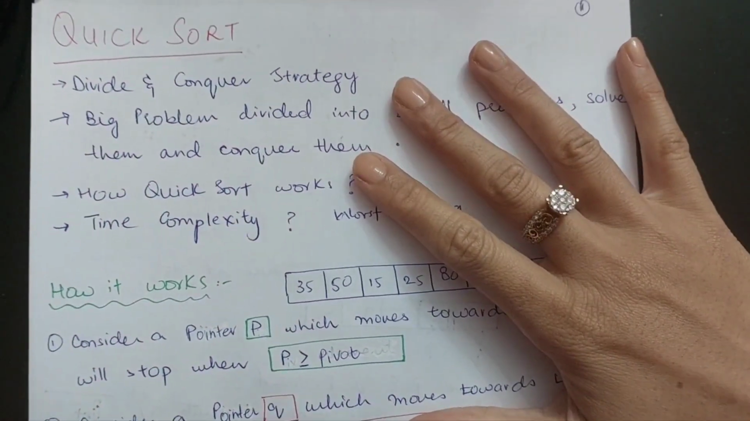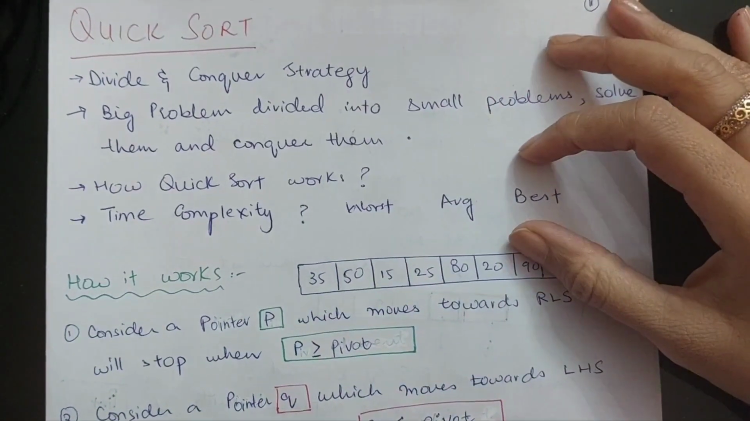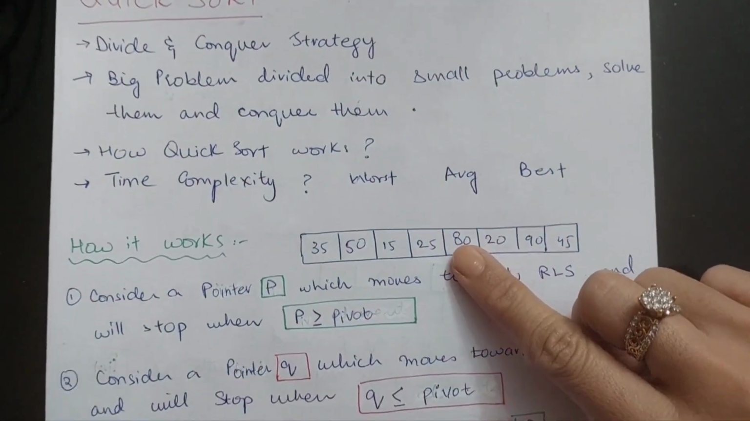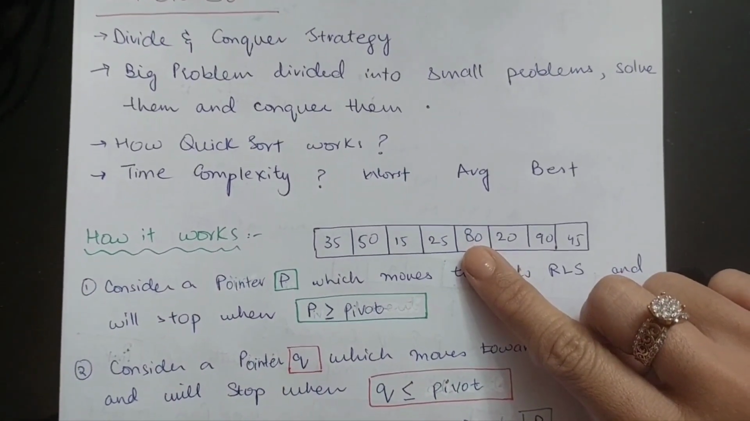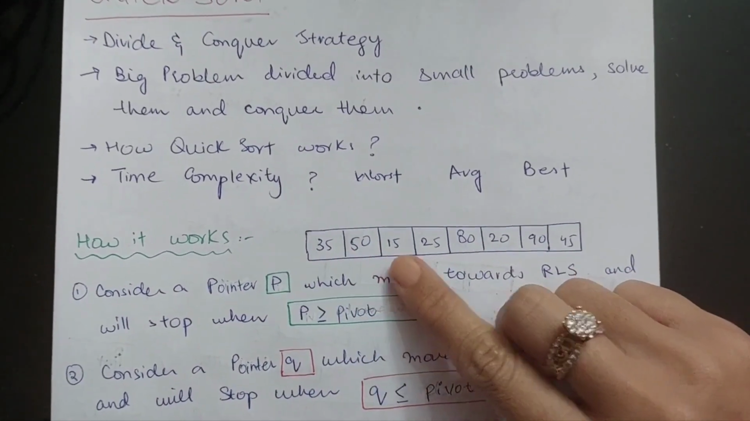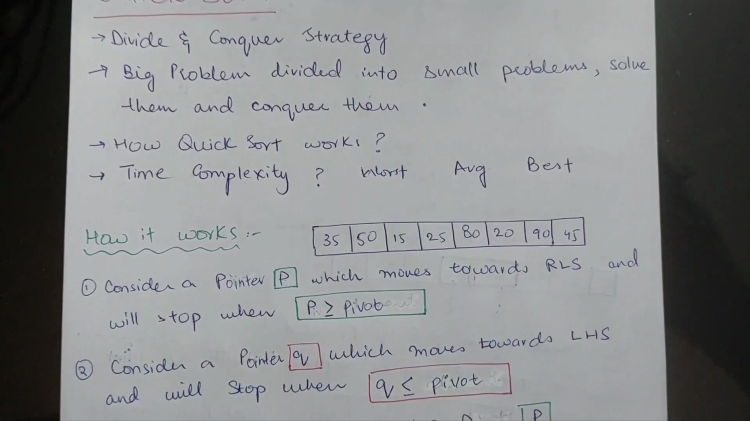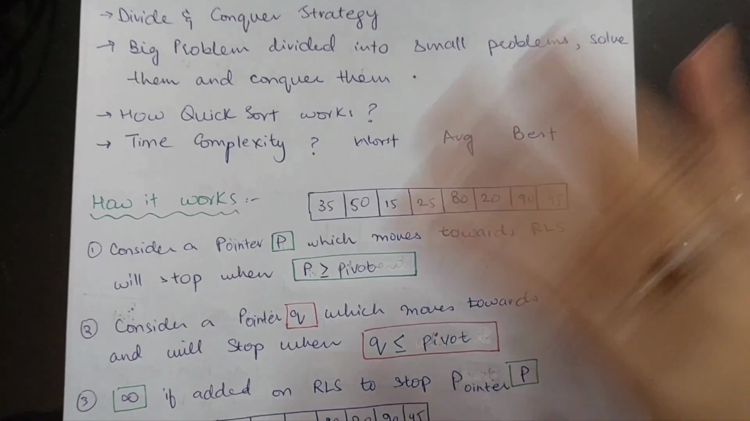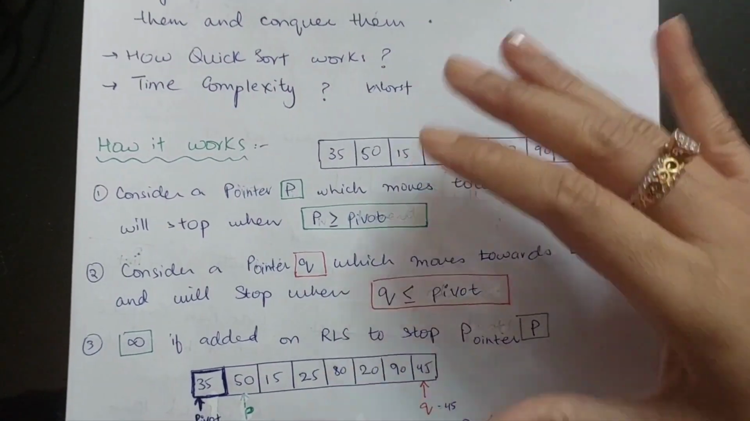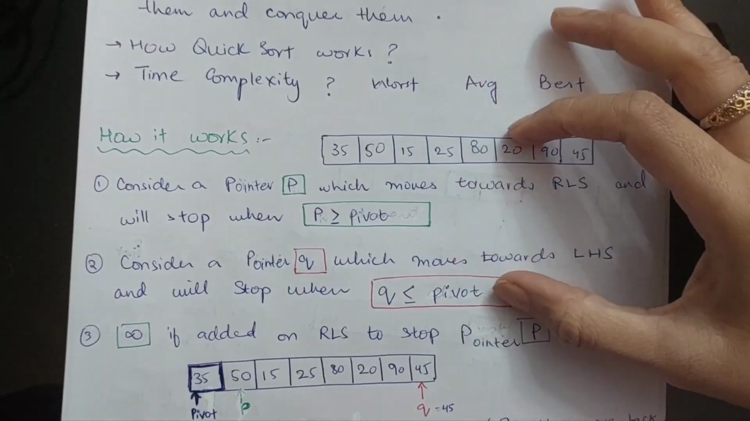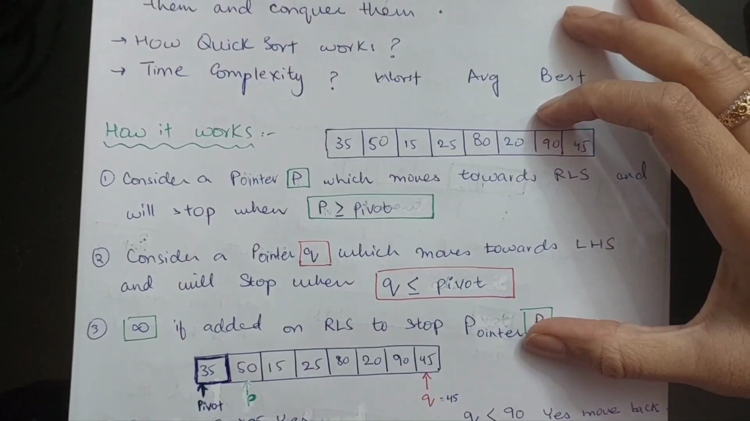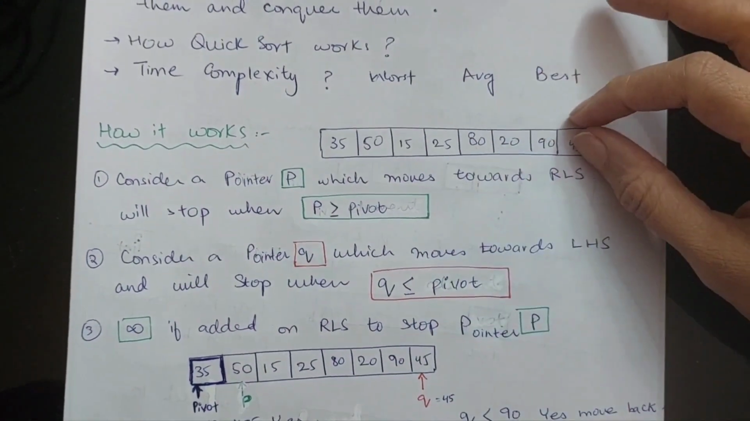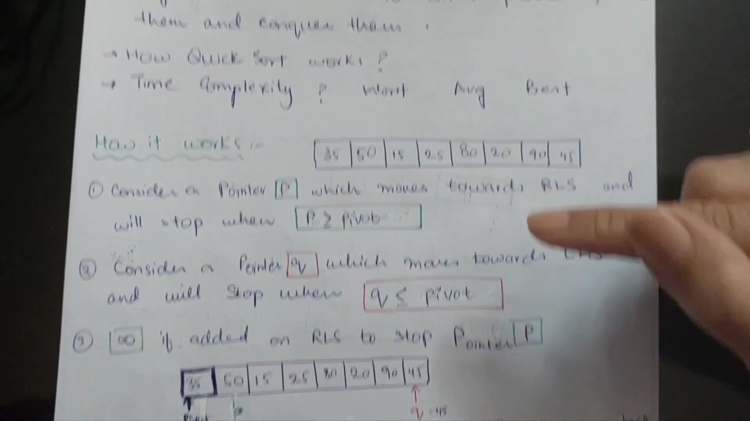In order to make the concepts clear, let me first of all elaborate on how this algorithm works. For this, I have considered this array which contains 8 elements. I'm going to tell you the rule of thumb, the basic key working mechanisms of how this algorithm works. First I will tell you these points, and then we will apply them onto this array, and we will understand each point.